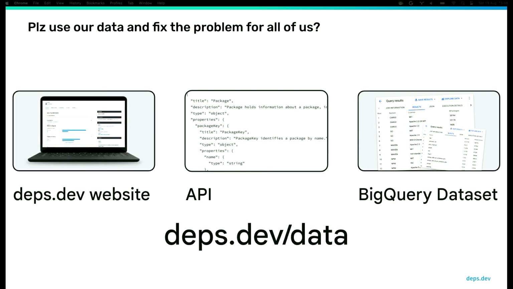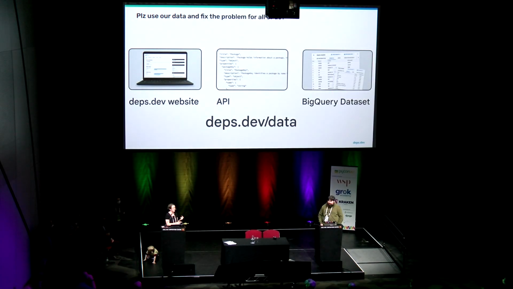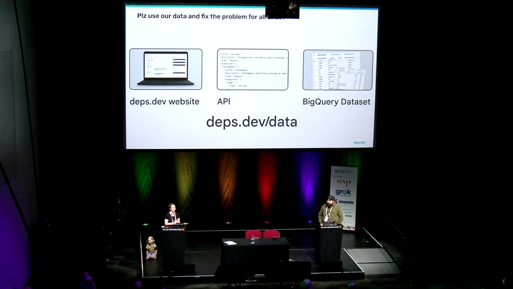OK, so please go and fix this for us. Use our data. You can get it. It's free. You don't even need an API key. Go to deps.dev, use the API, use the BigQuery dataset. Please, won't someone fix this for us? Thank you very much.